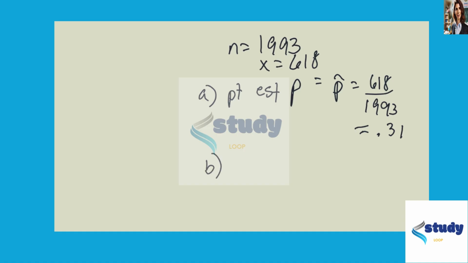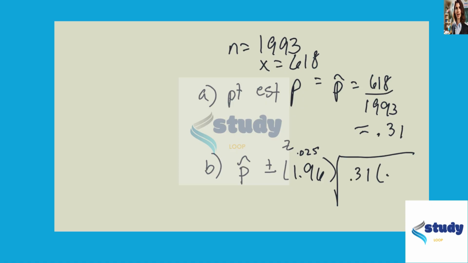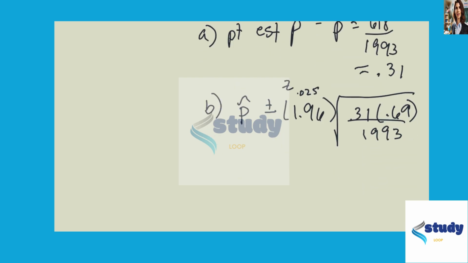Now, B says develop a 95% confidence interval for the population proportion. So that will be to take that p hat that we have right here, plus or minus 1.96, that's the z value for 95% confidence, the z value with 0.025 in the upper tail. And then we'll take that approximately 0.31 times that 0.69, which we can use these fractions exactly, and then divided by that 1,993. And when we get that, it comes out to be 0.2898 to 0.3304.